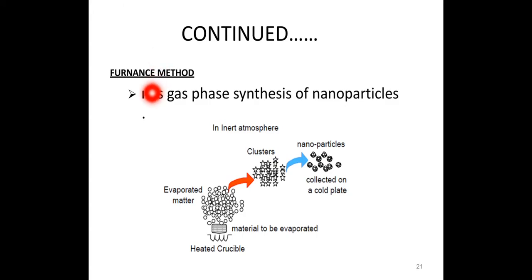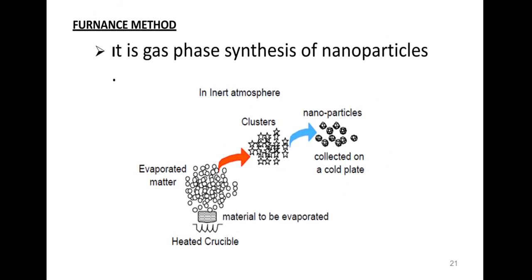Now you see here the furnace method. It is a gas phase synthesis of nanoparticles. You just see the diagram. This is a crucible. You see here, the material is kept in a heated crucible.